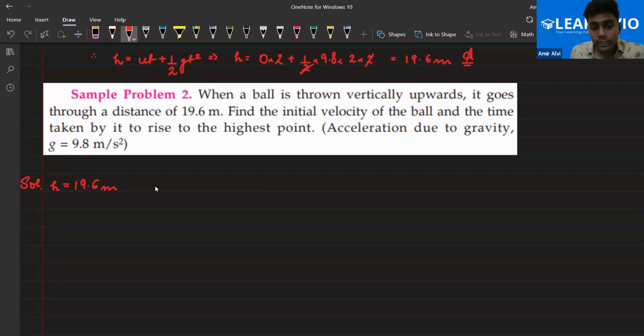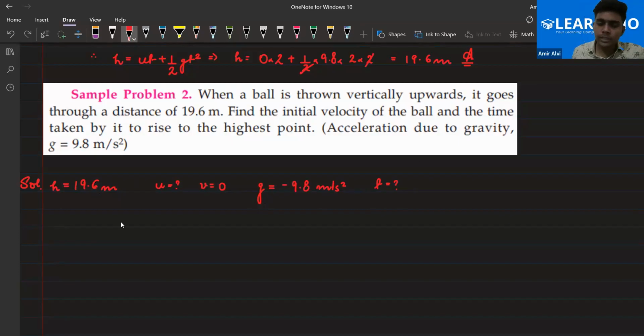The initial velocity is unknown because we are throwing the ball. The final velocity would be zero at the highest point. Yes or no? g will be equal to negative 9.8 meter per second square, and the time taken is t. Now everyone see this. I have v, u, g, and h.